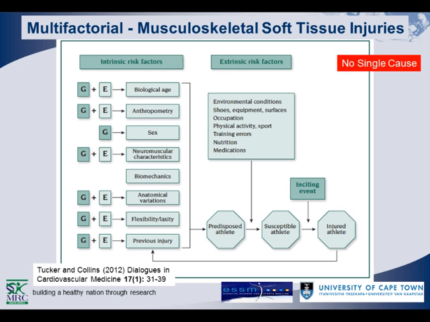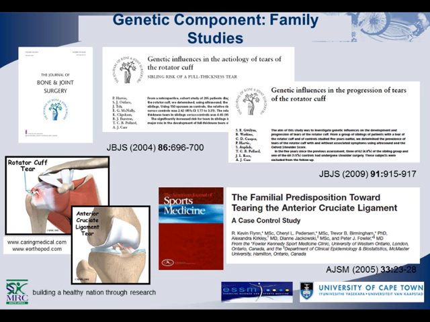Some of the risk factors which have been identified or suggested are intrinsic, that's within the body, and others are extrinsic, which is outside of the body. And it's the combination of your intrinsic risk factors which predisposes an athlete, and together with your external environment makes the athlete more susceptible, and only once an inciting event occurs will the injury result. So there's no single cause resulting in the phenotype.